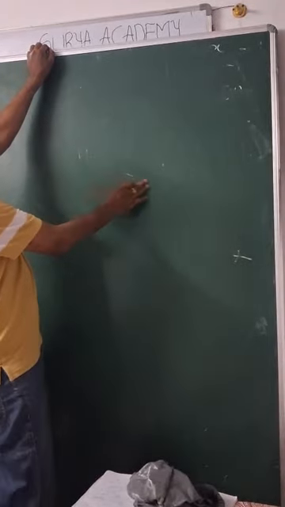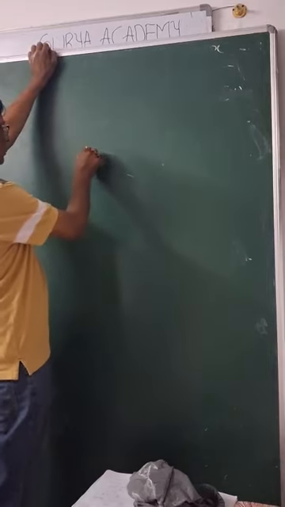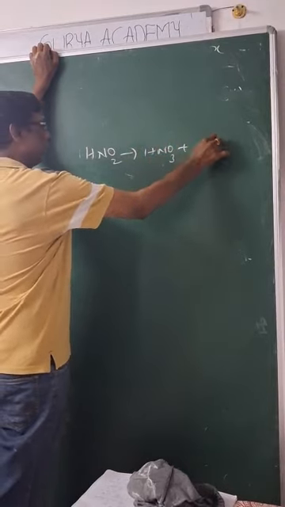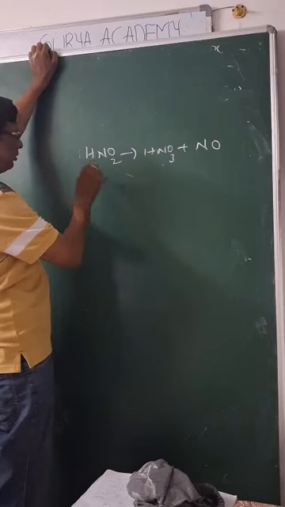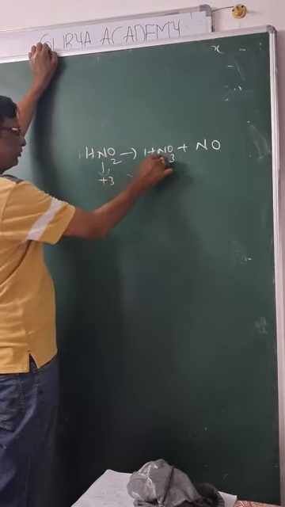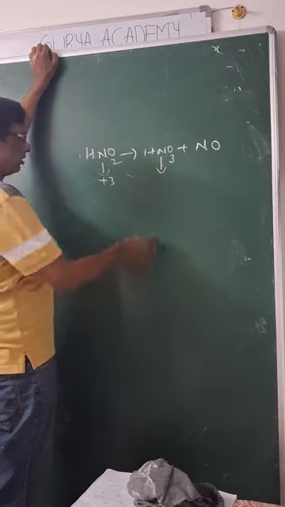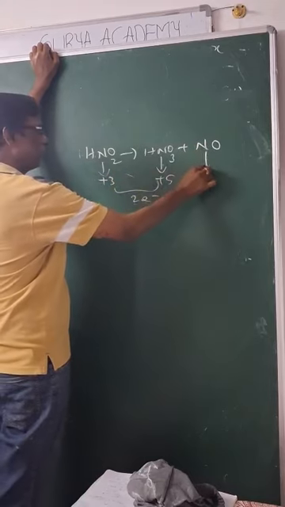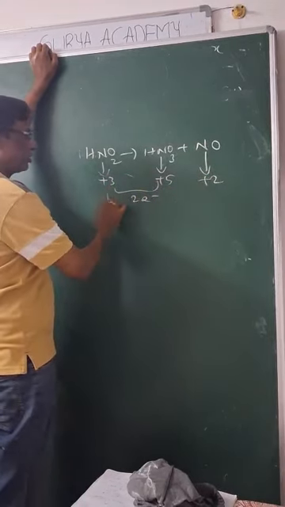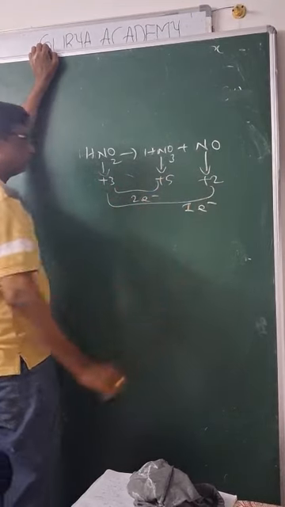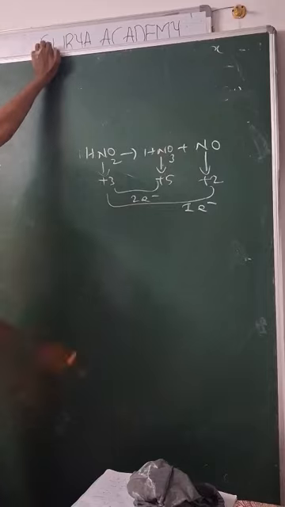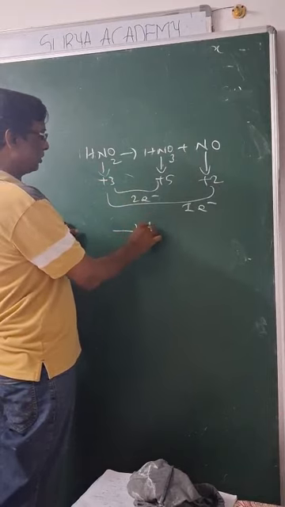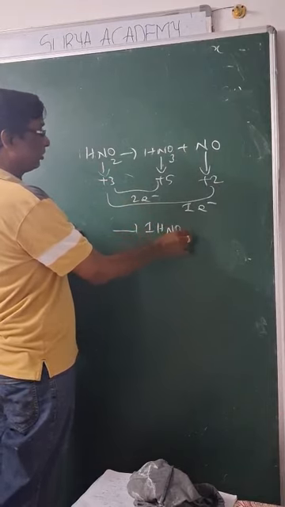Now I am taking this: HNO2 gives HNO3 plus NO. Let us balance this equation. Plus 3 to plus 5, how many electrons? 2 electrons. Plus 3 to plus 2, how many electrons? 1 electron. Just crisscross electrons or changes. Here 1 HNO3, here 2 NO.